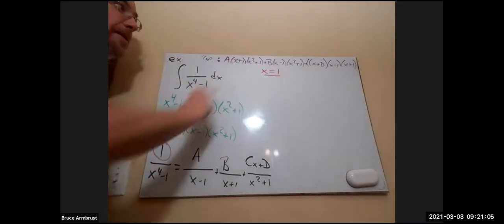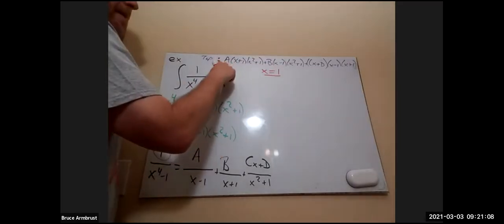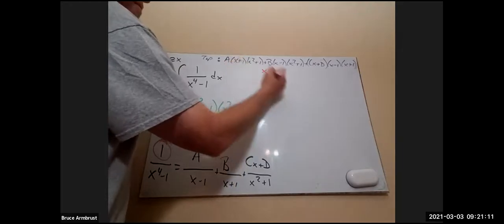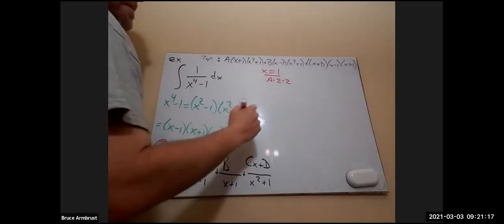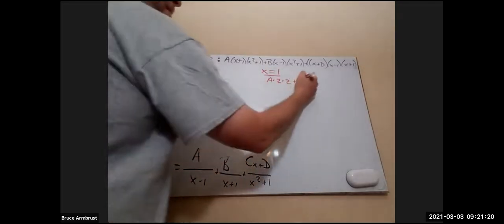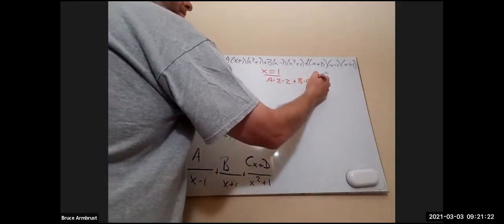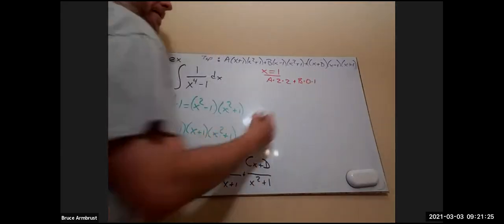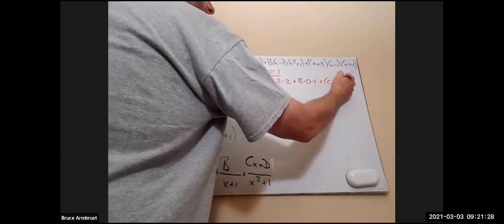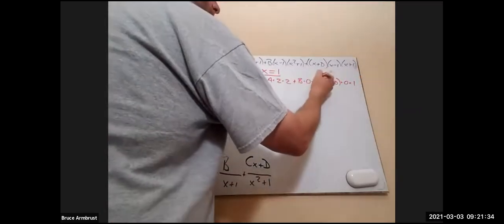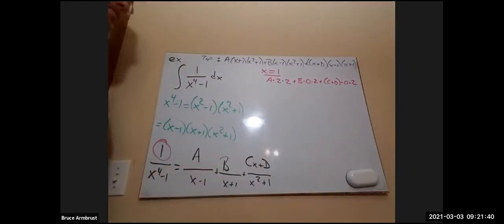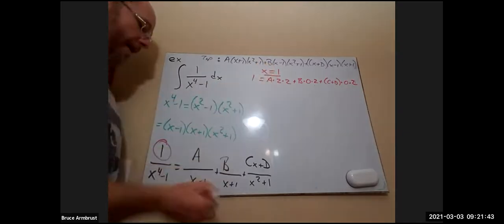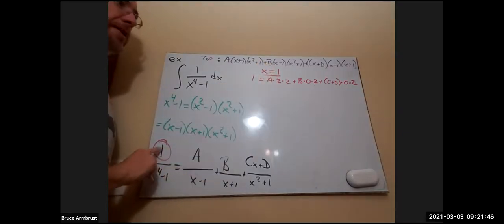And watch what happens when I plug in 1. I'm going to get A times 2 times 2. And then I'm going to get B times 0 times 1, and then plus Cx plus D times 0 times 1. Okay, so I just plugged in x equals 1. And what I know is that has to equal the top on the other side, which is 1.